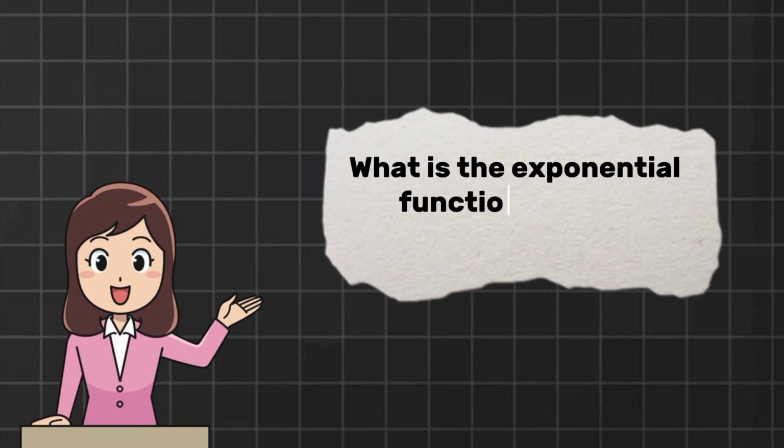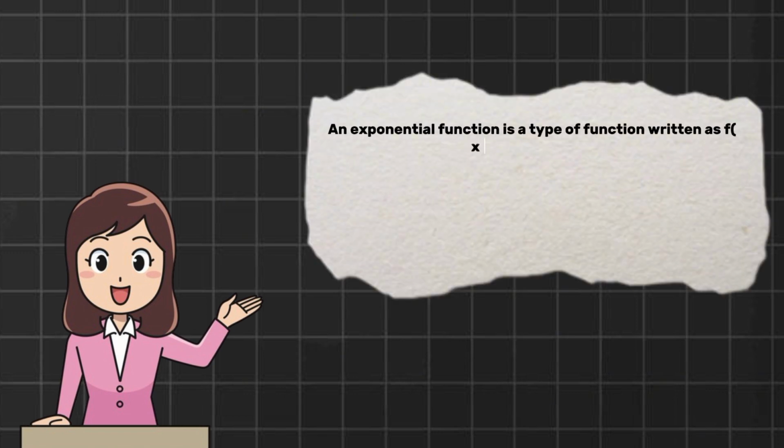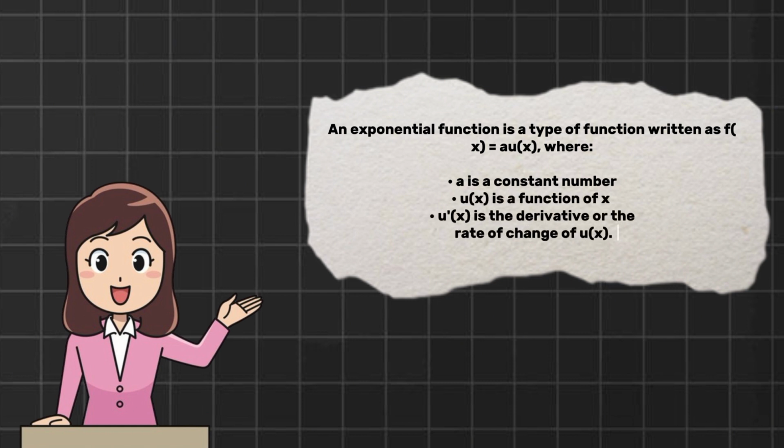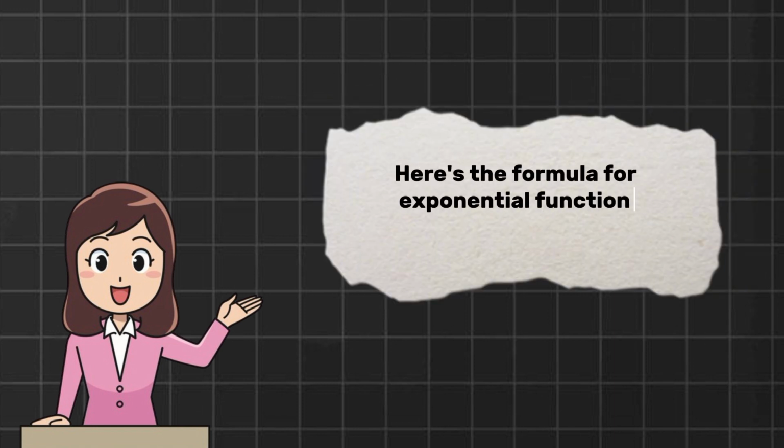What is the exponential function and its derivative? An exponential function is a type of function written as f of x equals a raised to u of x, where a is a constant number like 2 or 3, u of x is a function of x like 3x raised to 2, and u prime of x is the derivative, or the rate of change, of u of x. Here is the formula: f prime of x equals a raised to u of x multiplied by ln of a multiplied by u prime of x.